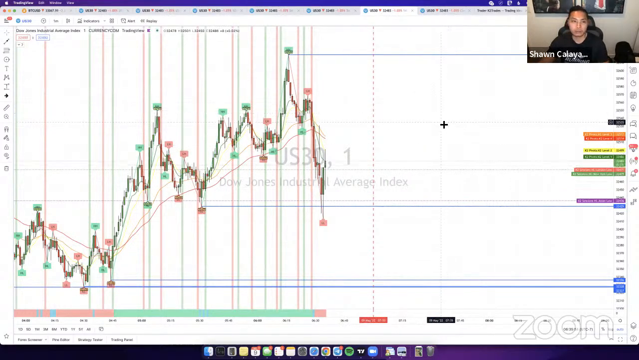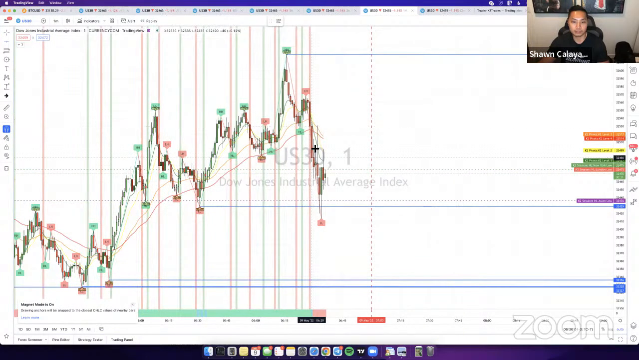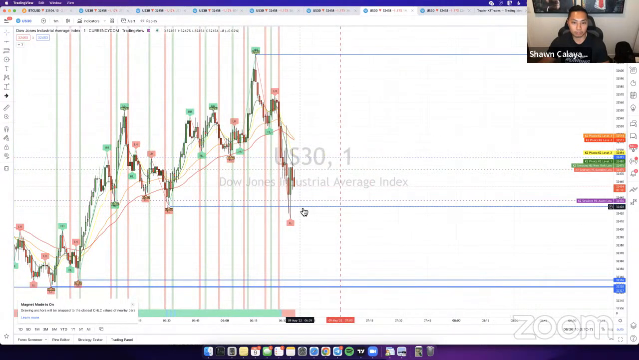Other than that, price is right back to where it was on open. Let me go ahead and mark up the opening price right here at 6:30. Opening price was right here. So as you guys can see, you can kind of eyeball where price is bouncing from, right?